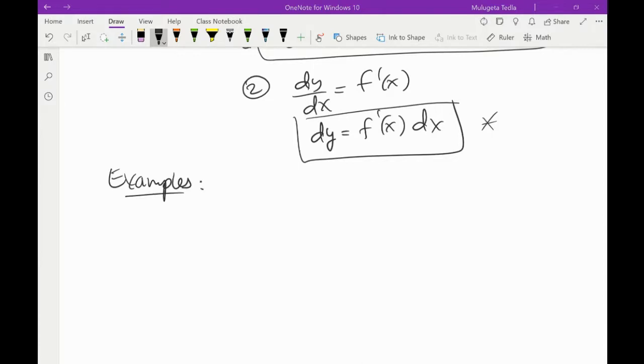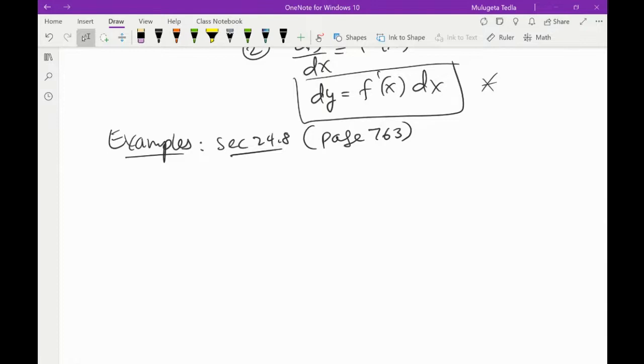Go to section 24.8 and page 763. In number 6, they are asking to find the differential of each of the given functions. So find the differential.